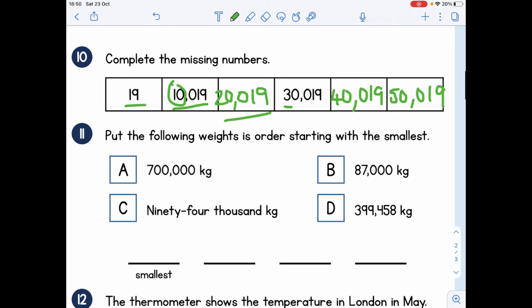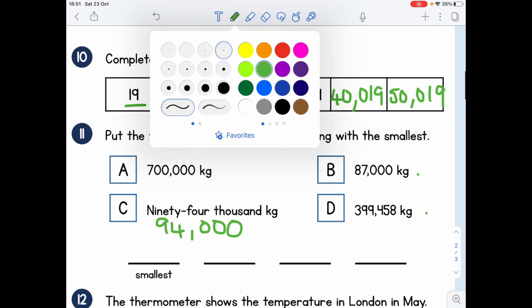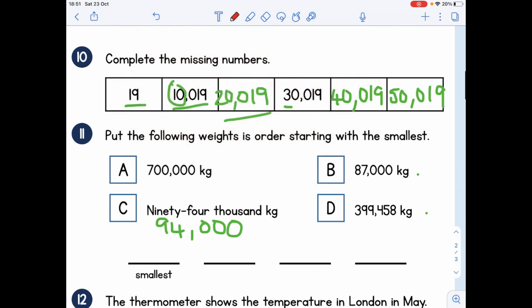Number 11, put the following weights in order, starting with the smallest. So here, first of all, I'm just going to tidy this up a little bit. So you've got 94,000, so we're going to write it out so that you can see what that is. So that's 94,000, 700,000, 87,000, and then 399,458. So let's have a look at our columns.